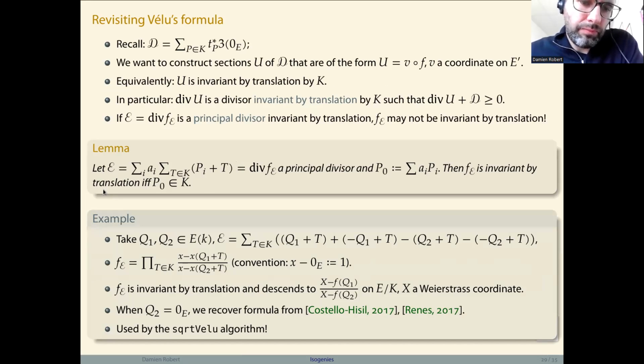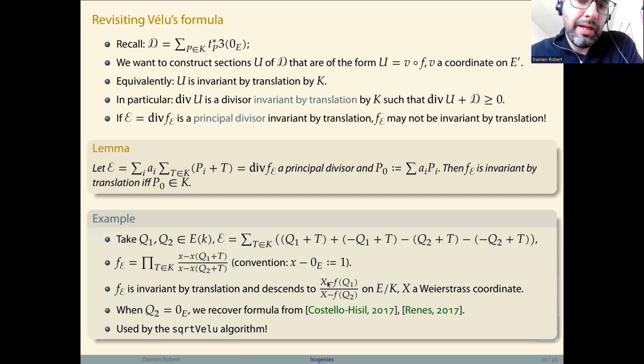So how can we use that? For instance, we can take any points Q1, Q2 on our elliptic curve. I want to take a divisor invariant by translation, so I take the sum of Q1 plus T. I want a point which is in K, so I will take a point P0 which is 0. So I need to add minus Q1 here, to get Q1 minus Q1 equals 0. And to get a divisor of degree 0, I need to do the same thing by subtracting some divisors. So I look at the divisor of this form. I know by this lemma that the function corresponding to this divisor is invariant by translation, and it's not hard to construct, it's this function. It's not completely obvious from the definition that this function is invariant by translation, but we can prove it using this lemma.